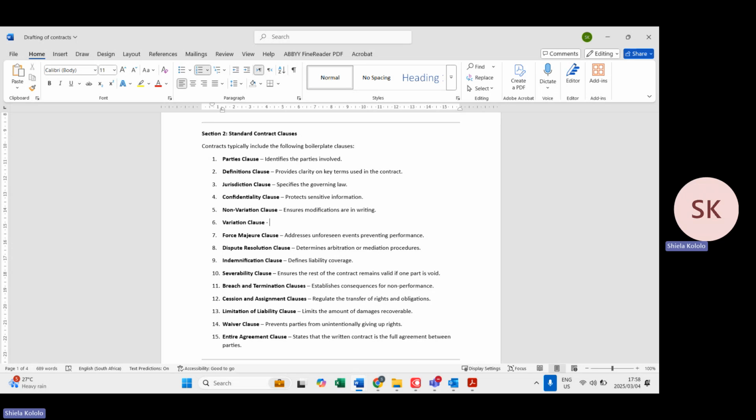So that's what your indemnification basically deals with, to say that okay, but we are contracting. If this happens, please just bear in mind that I will not be held liable.